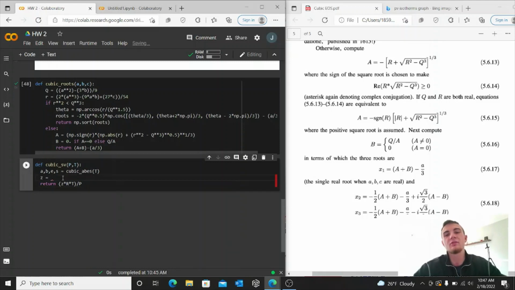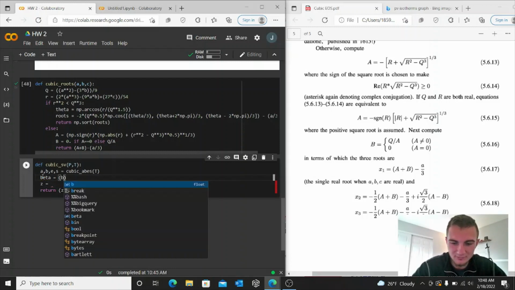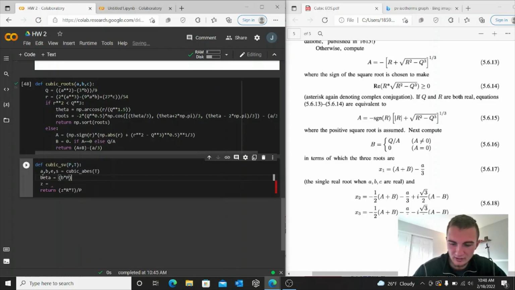Now I need to first enter in the beta and q parameters that we determined in the second video. Again, these are just parameters that helped us make the transformation of the general cubic equation of state in terms of the compressibility simpler. So the beta value that we had was beta equals B times P, divided by RT.